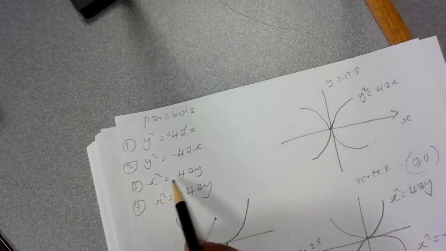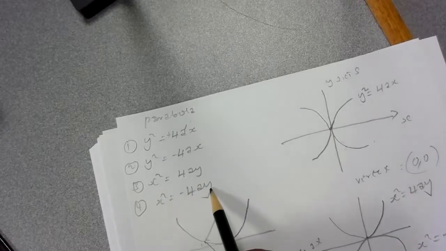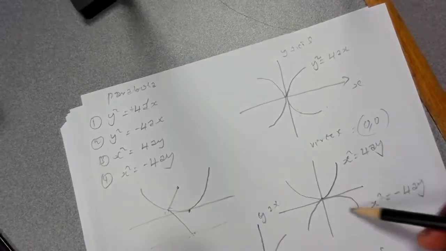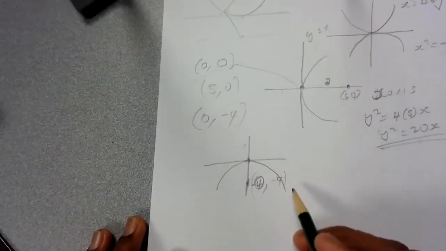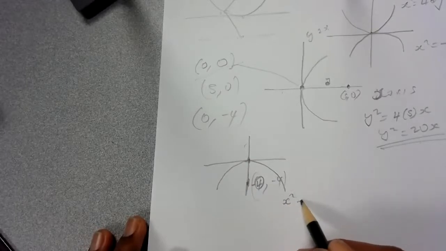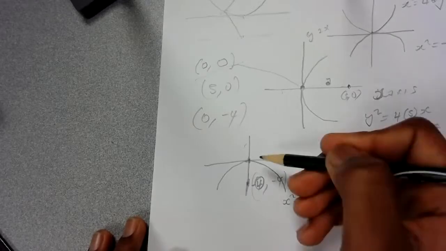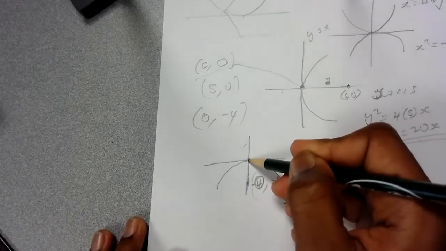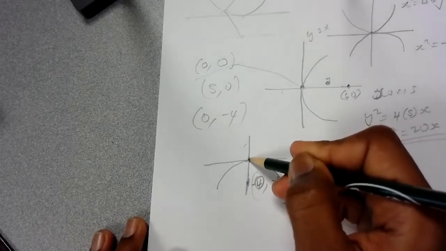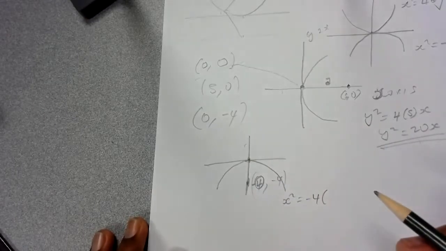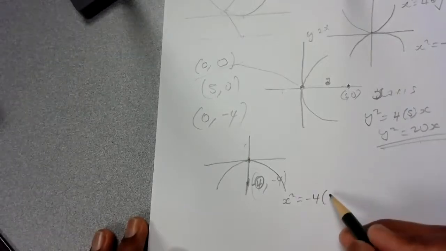x squared equals -4ay. That is the parabola that opens down. You see, like this one, x squared equals minus 4a y is what opens down. So I will just come here and say the equation of this one is going to be x squared equals -4. So a is what we're going to find. a is always the distance between the vertex and the focus, which is -4.